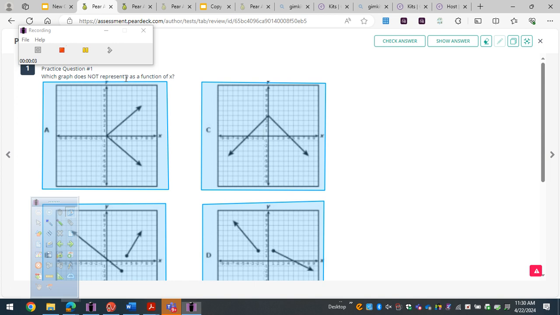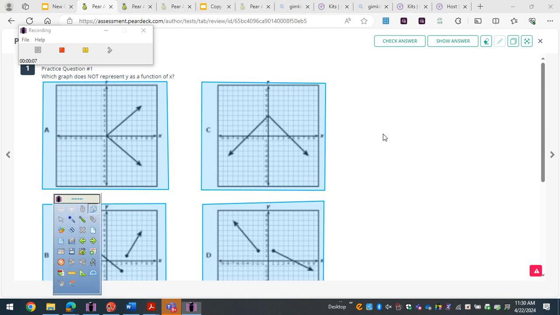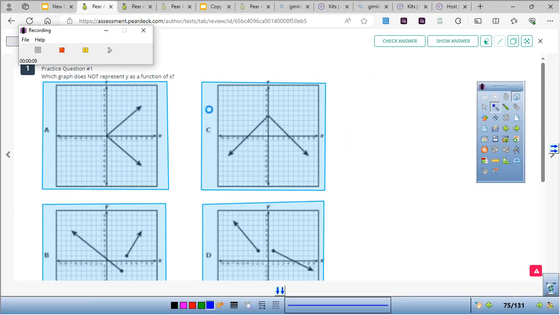Okay, which graph does not represent a function of x? These are really easy. I think we should be professionals on these things. So, looking at this one, basically a vertical line crosses it twice, so it is not a function. So this is not a function.